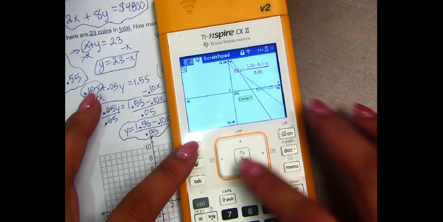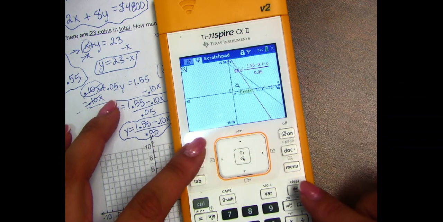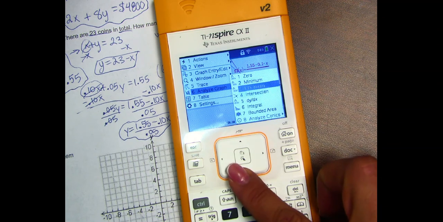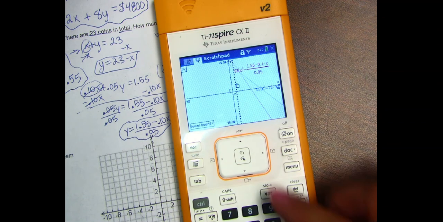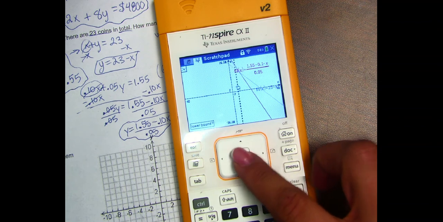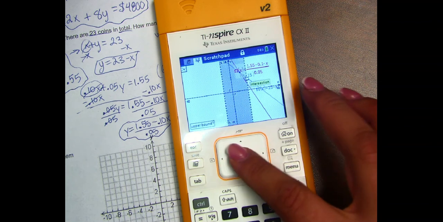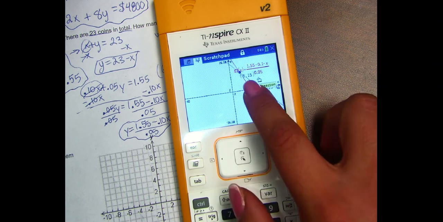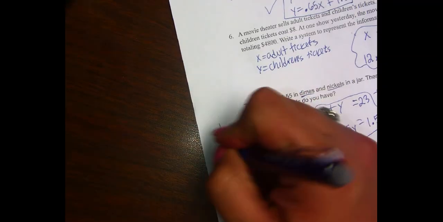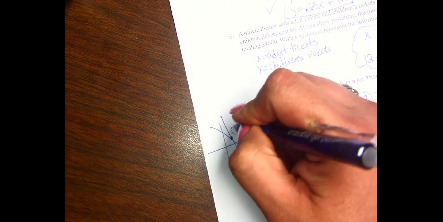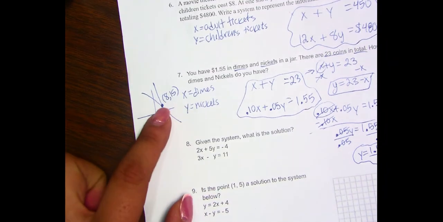And now that you see where they intersect, let's find where that is. So you're going to go to Menu, Analyze, and Intersection. And then you create like a wall. Remember, this is where they intersect. So you just move it to the left somewhere, scroll over, and there it is in black, 8, 15. So if the two lines cross at 8, 15, now we need to interpret what that means.